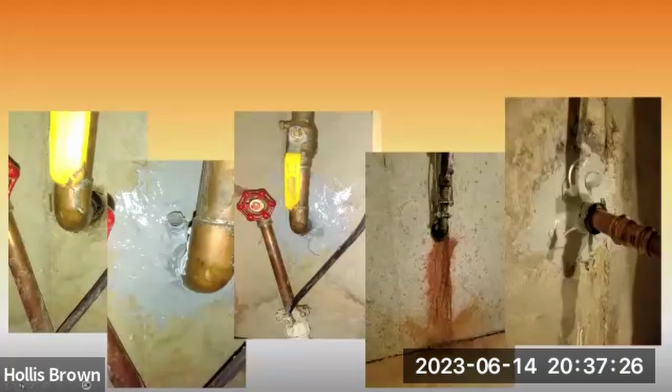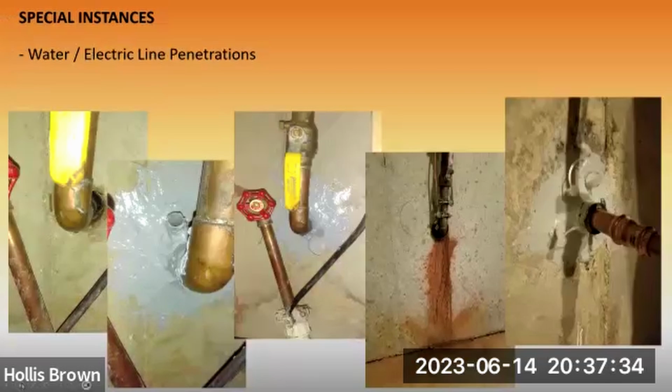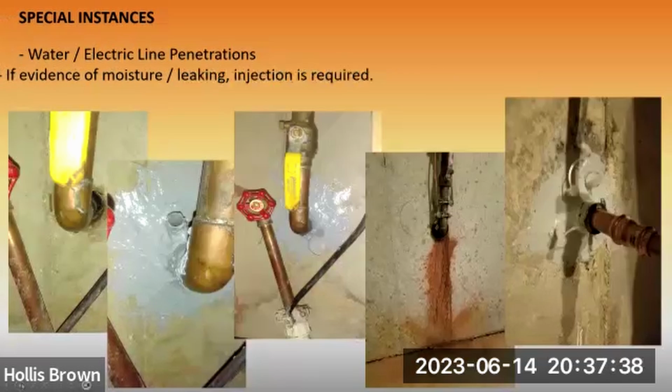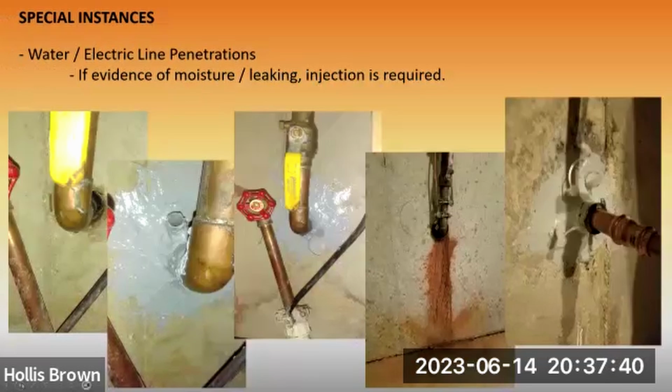Now we're moving on to some other special situations, which are waterline penetrations. Water and electric line penetrations, these are all examples of a water line penetration. If evidence of moisture or leaking, injection is required. And that one really kind of shows what's going on. It shows all the staining from the soil over time.